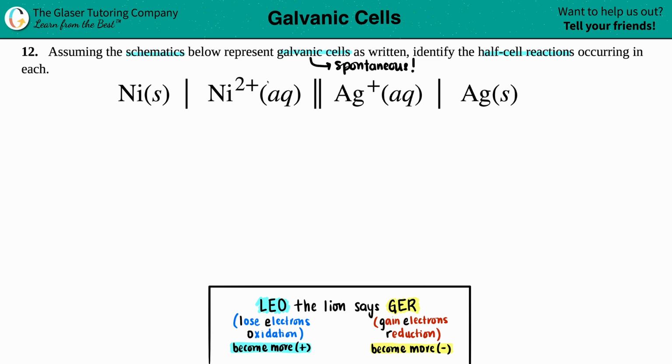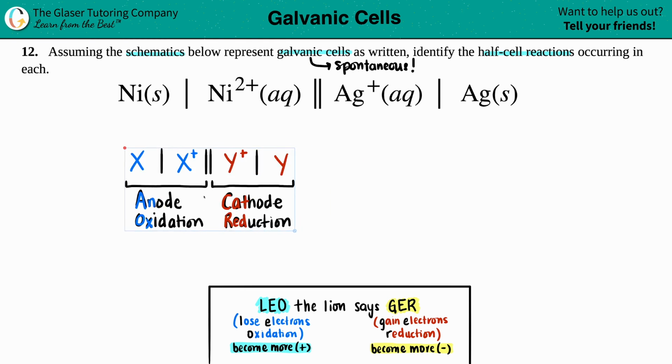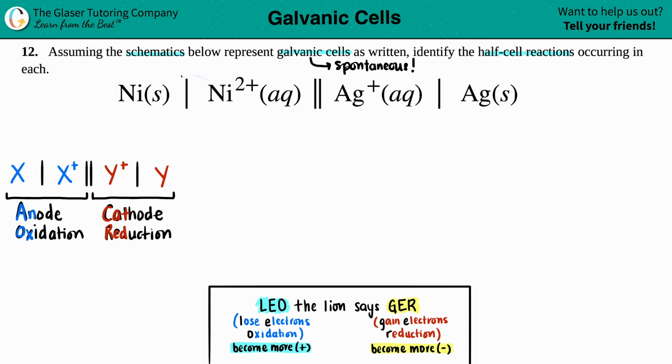A schematic is basically just another way of writing a balanced equation. But from this schematic, we have to identify what's going on at the half-cell level. So let's just bring out what a schematic generally looks like, which is this right here. Now, it looks very similar to what this is, right? I have a single break. We got a double going on, and then a single, double, and then single.